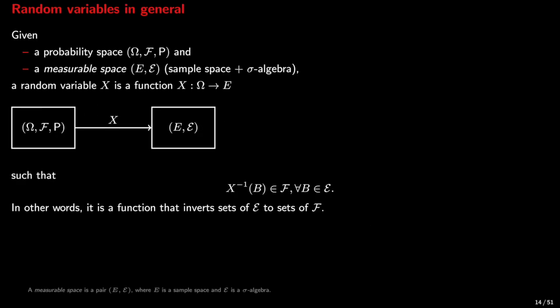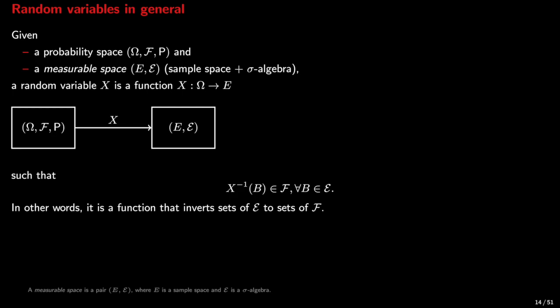So now, in general, how do we construct random variables? Certainly we need a probability space, Omega, F, and P: a sample space, a sigma algebra, and a probability. But we also need a measurable space, which is, in our case, what we talked about before. The real numbers is a measurable space. What is a measurable space? It is a pair of a sample space and a sigma algebra. And what is a random variable? It is a function from Omega to E. So from Omega to, for example, the real numbers.